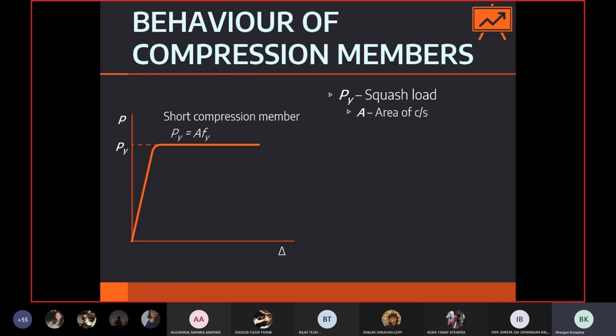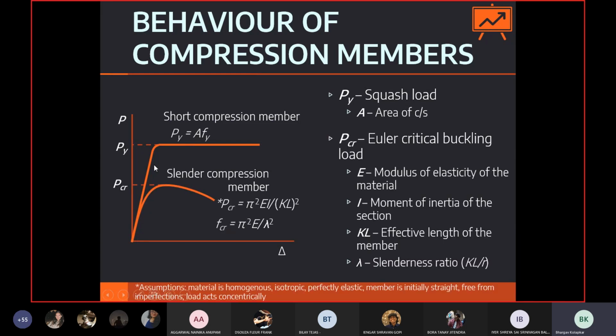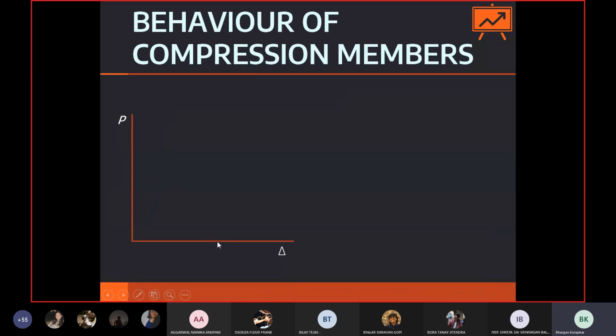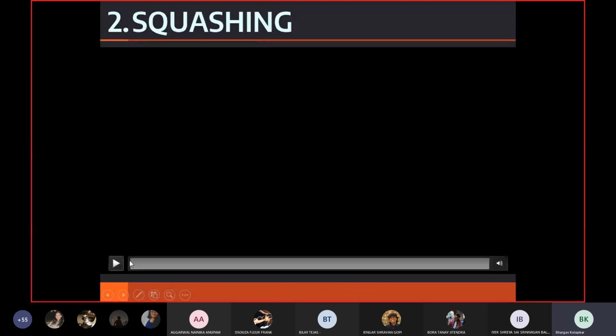So this was about short members. Now, what about slender members? Slender members behave something like this, wherein the material is not getting a chance to reach yield stress. Before the material reaches yield stress, it starts buckling, and as soon as it starts buckling, the curve takes an exit from its ideal behavior, and it goes like this. And this is what we saw in the experiment as well.